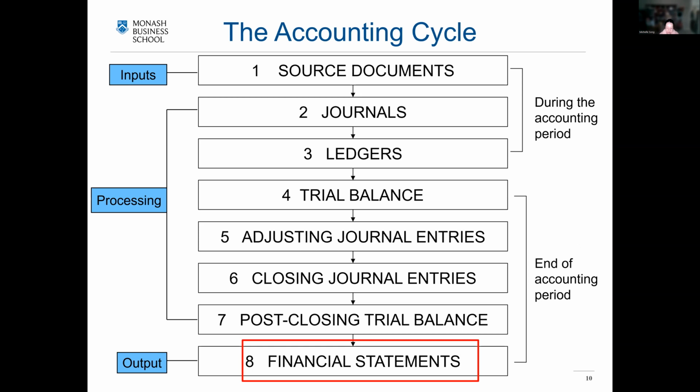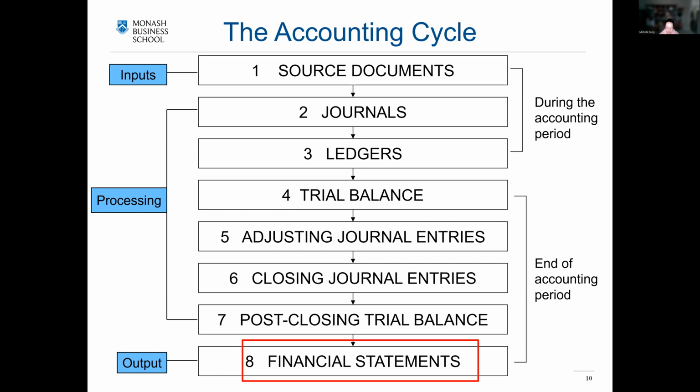The reason why we want to produce a financial statement, just to quickly recap what we did last week: we want to provide users with useful information, and these users could be investors, could be lenders. The users, such as investors and lenders, need to rely on financial information from financial statements to make financial decisions or any economic decisions.